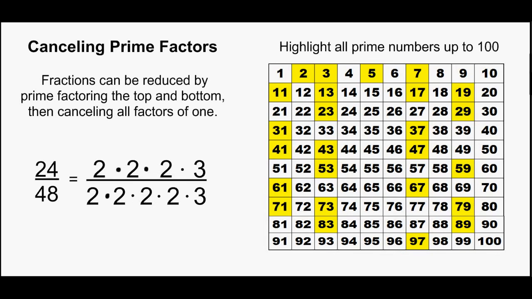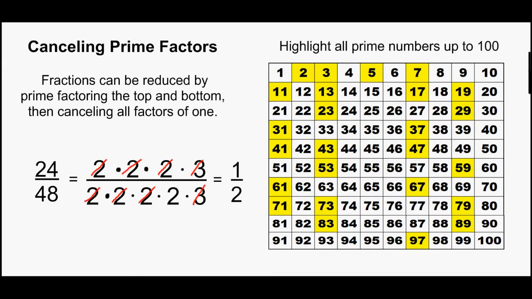Now, let's write our numerator 24 as 2 times 2 times 2 times 3, and our denominator 48 as 2 times 2 times 2 times 2 times 3. We'll need to cancel factors on top that match a factor on the bottom. 2 divided by 2 is 1. 2 divided by 2 is 1. 2 divided by 2 is 1. And 3 divided by 3 equals 1.